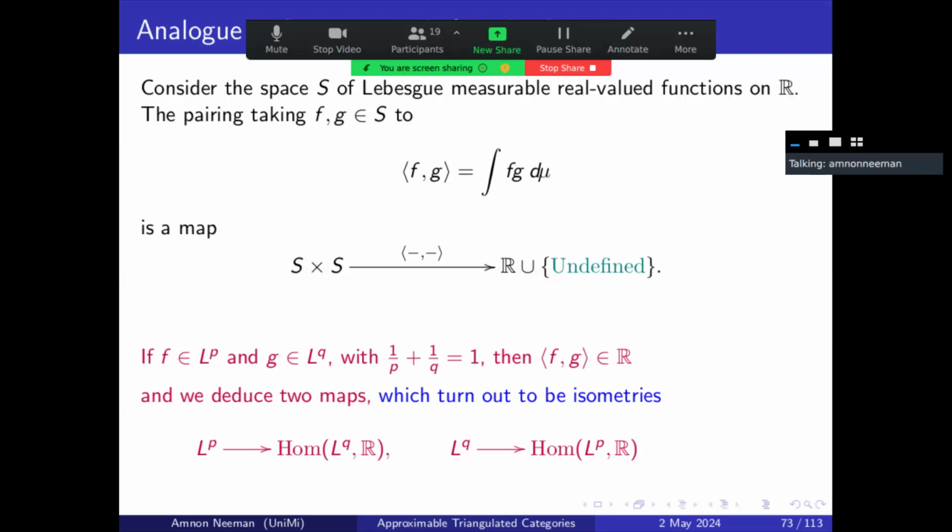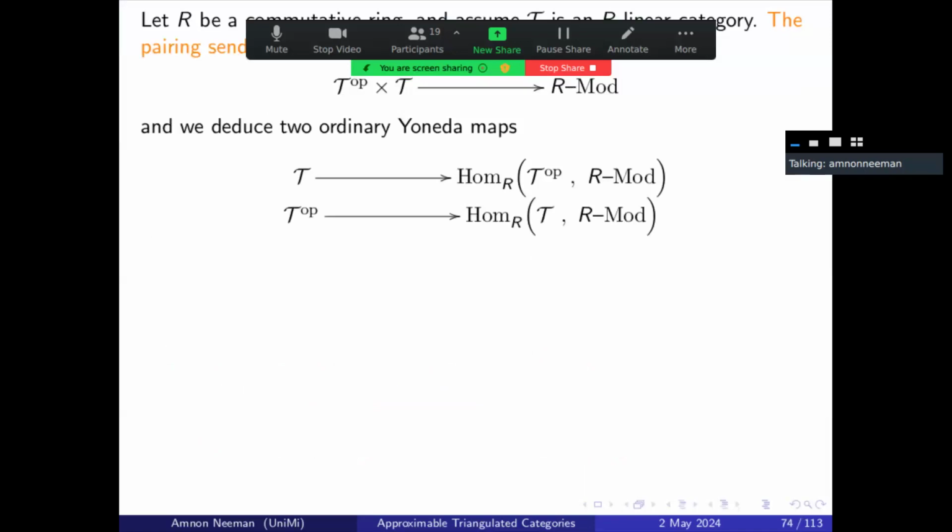Now, there are category theoretical versions. So given an R-linear category T, there is an obvious pairing taking a pair of objects A and B to Hom(A,B). So this is a pairing from T^op cross T. Unlike the integral, it's not a symmetric pairing. Hom(A,B) is not symmetric in A and B, so you have to keep track of which variable comes first. So it's a pairing from T^op cross T to R-modules.